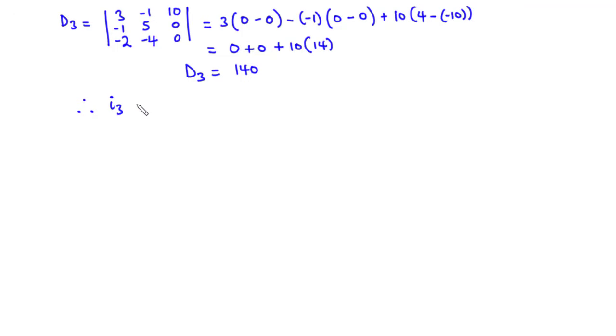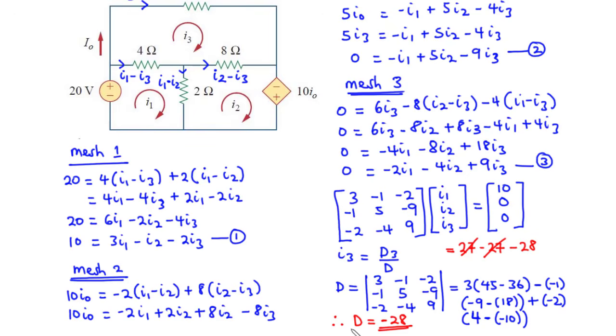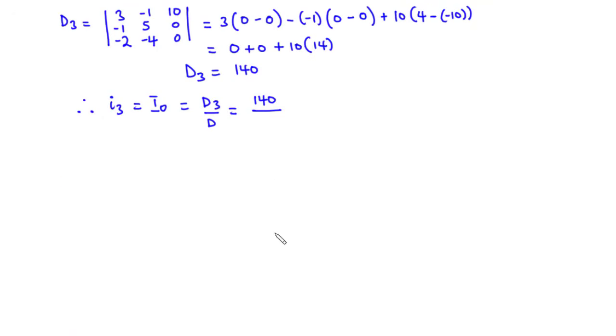So therefore we have I3, which is equal to I0, to be equal to D3 over D. And then we have D3 to be 140, and then D to be negative 28. Now 28 goes into itself once, into 140 5 times. Therefore we have I3, which is equal to I0, to be equal to negative 5.